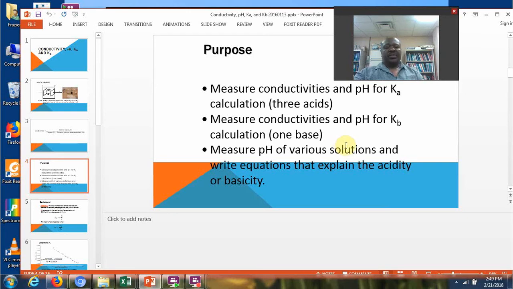So what are we going to do? One Ka for 3 acids. Again, doing it two ways, conductivity and pH. For the base, how about we just do one? Our favorite, ammonia. Then we're going to measure the pH and conductivities of various solutions and see if we can explain where that conductivity comes from. Some of these will be everyday solutions.